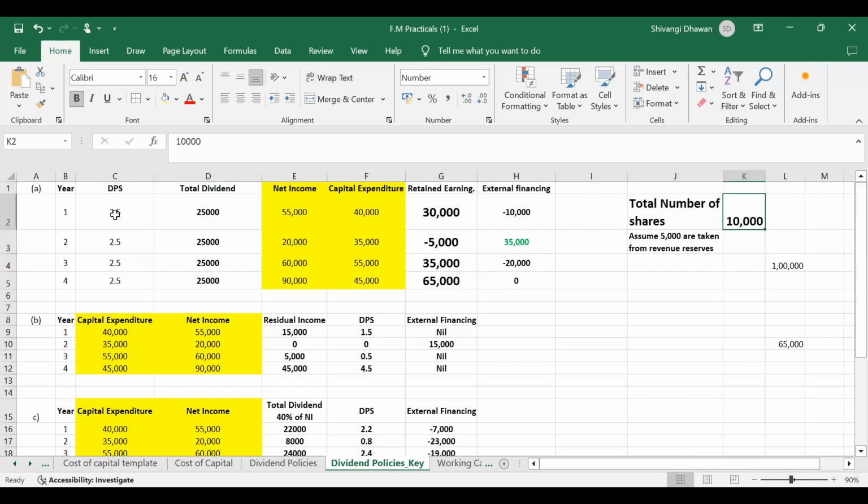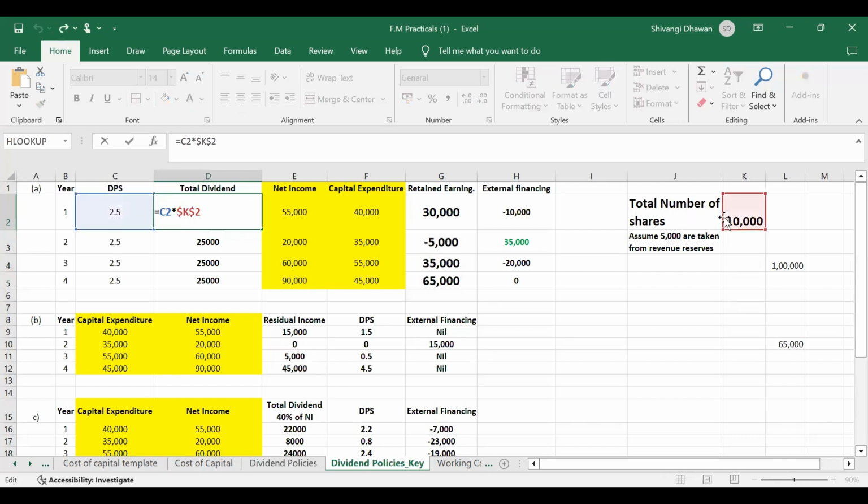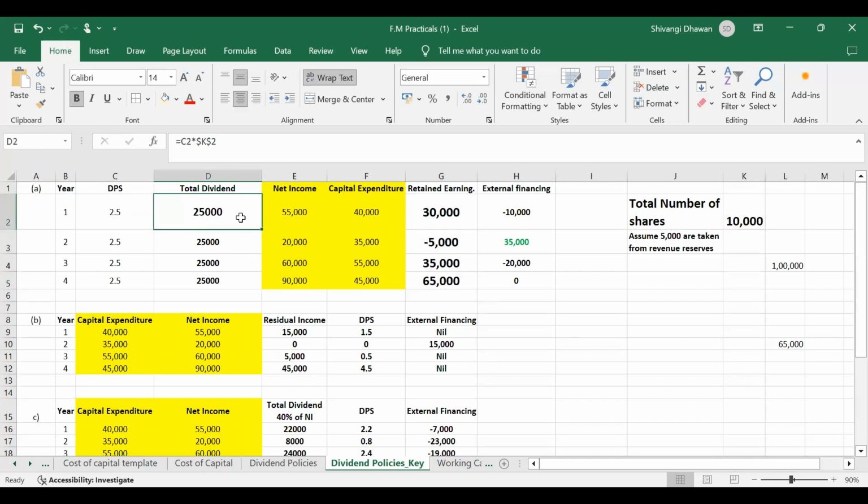So total number of shares into dividend per share will give us the total dividend. So here we can see the formula, that is DPS into total number of shares will give us the total dividend. We can just activate this formula, enter it, and you may drag it down to get the same answer in every year, that is total number of shares and dividend per share. Net income and capital expenditure are given to us.